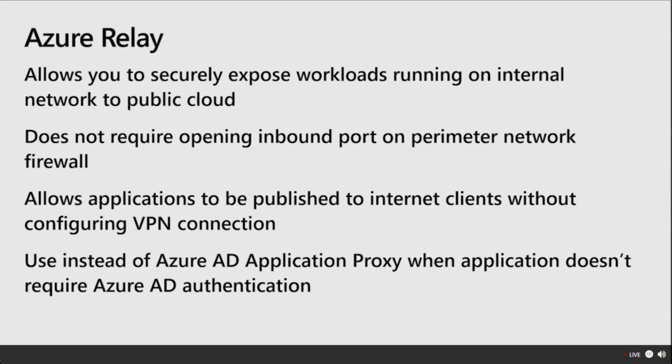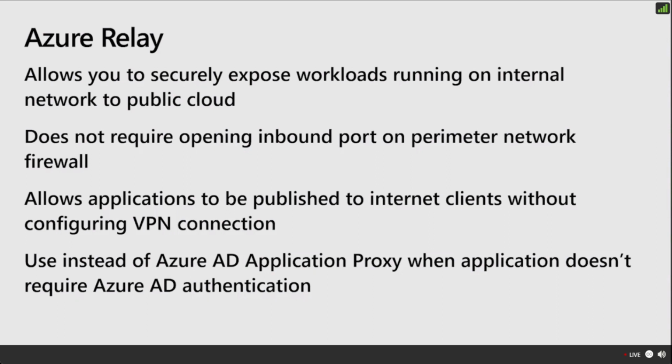The other benefit of Azure Relay is it doesn't require you to open an inbound port on your perimeter network firewall. The agent establishes an outbound connection rather than Azure establishing an inbound connection. It also allows you to publish applications to clients on the internet, where the endpoint will be in Azure, without configuring a VPN connection.